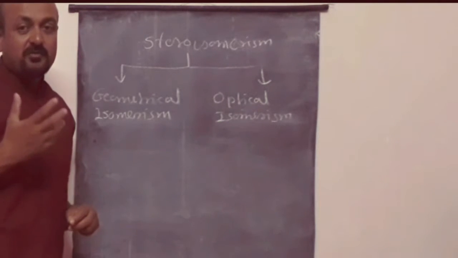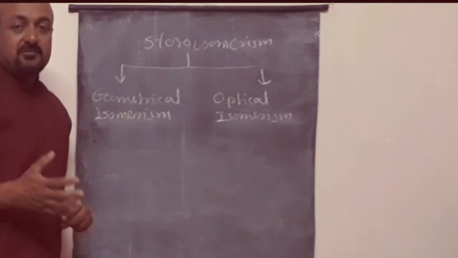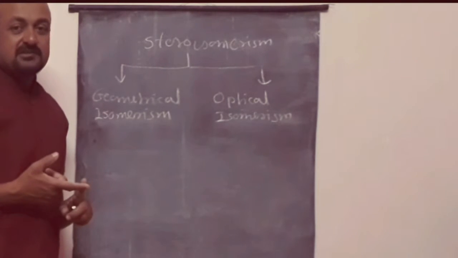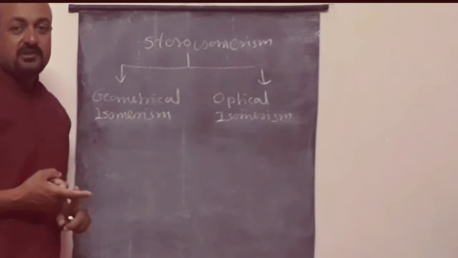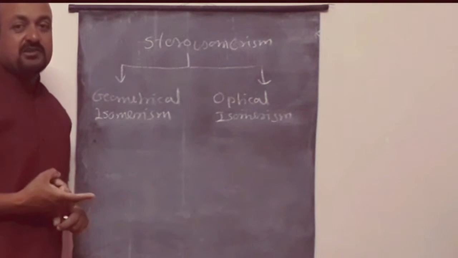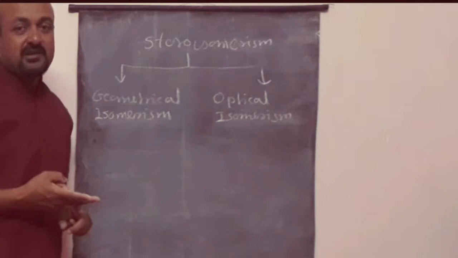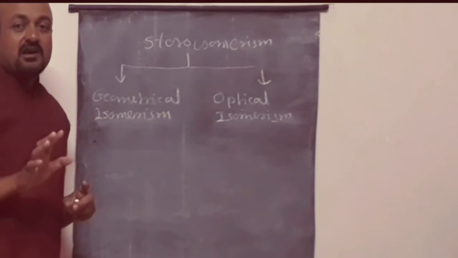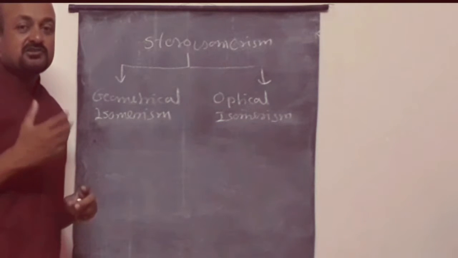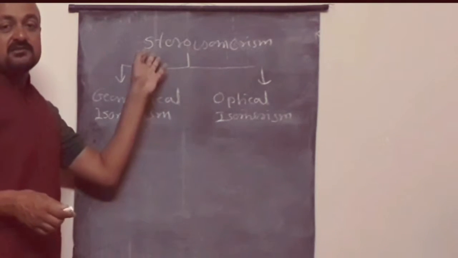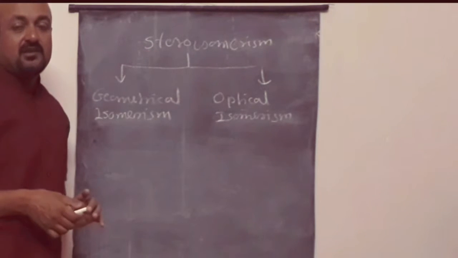Welcome to the second part of isomerism. In the previous video, we discussed chain isomerism, positional isomerism, functional isomerism, metamerism, and tautomerism. As you know, these five are the types of structural isomerism. In this part, we are going to discuss stereoisomerism.